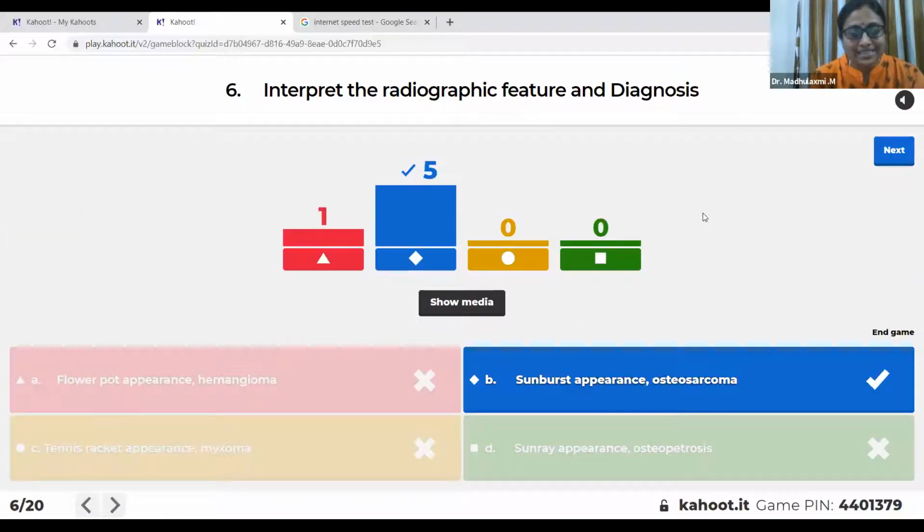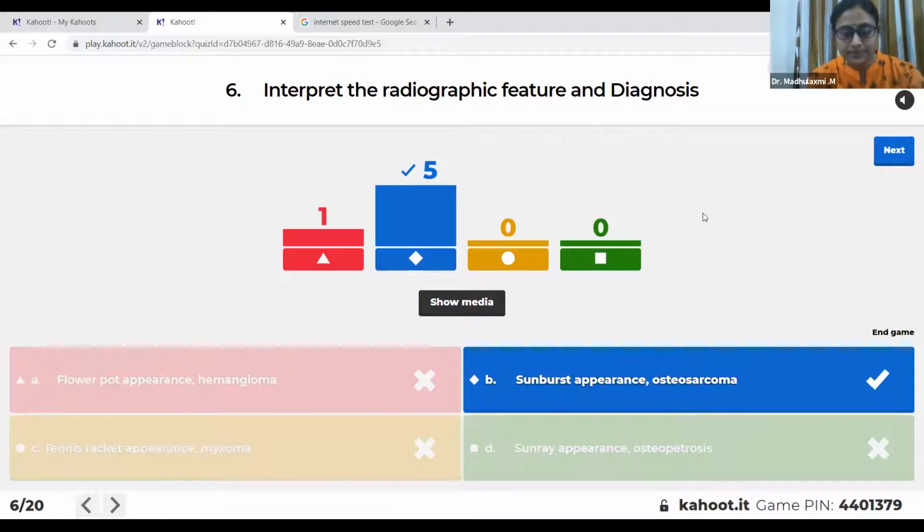5 of you are right. Sunburst appearance, osteosarcoma. Sunray appearance is basically a periosteal reaction. So what you see is basically a periosteitis, a kind of an aggressive periosteitis. It's usually seen in osteosarcoma. It can also be seen in intraosseous hemangioma.